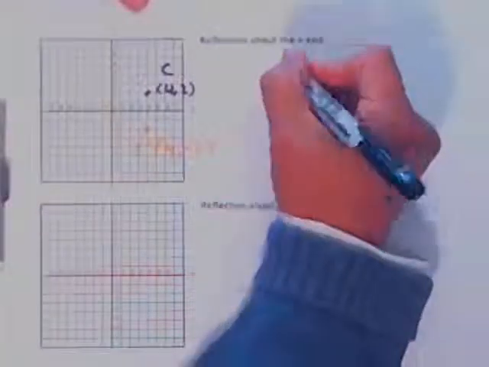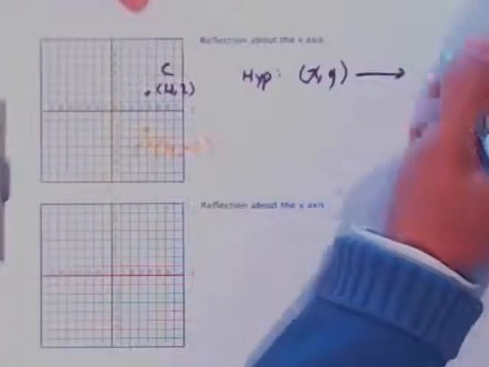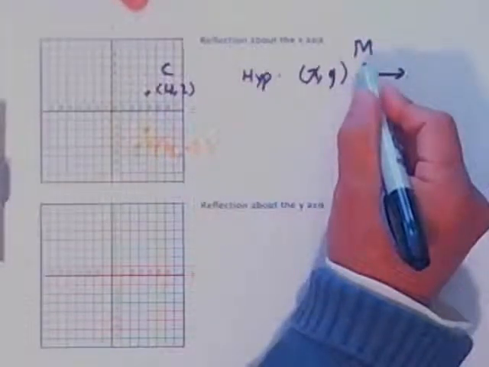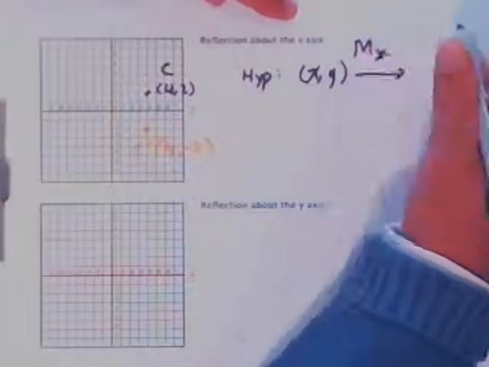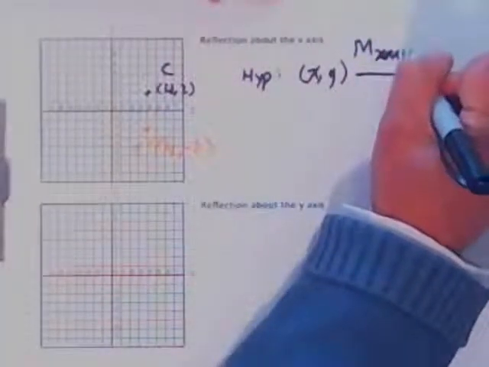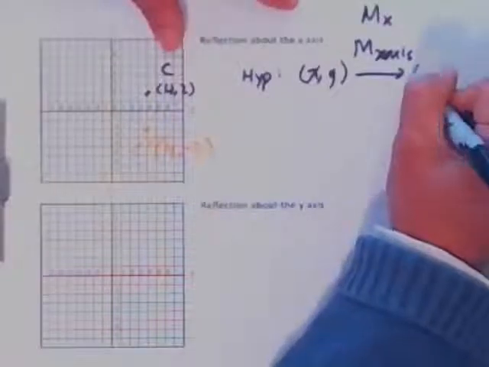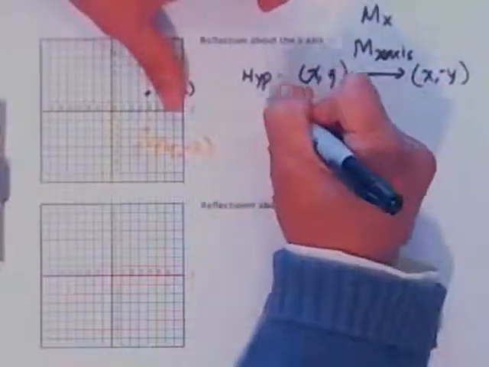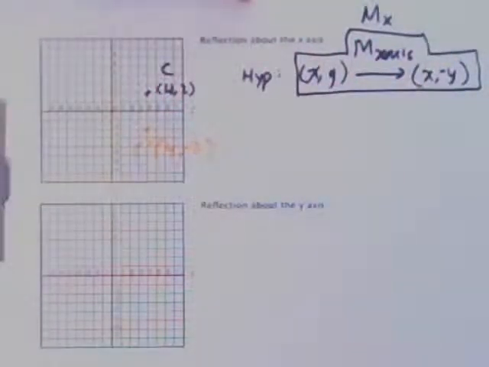So our hypothesis should be something like this. X comma y does a mirror. Instead of R, a reflection, because R was used right here for rotation, I'm going to use the mirror about the x-axis. Okay? Sometimes they just call it mx, mirrored about the x-axis. Okay? And our hypothesis says that the x stayed the same and the y changed. That's probably going to be our formula. Let's test our hypothesis to make sure it works.